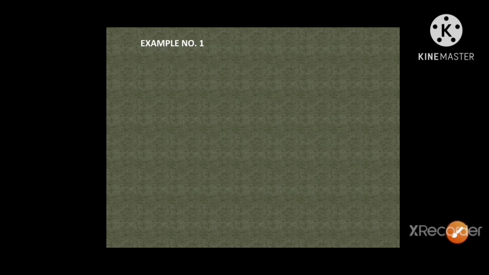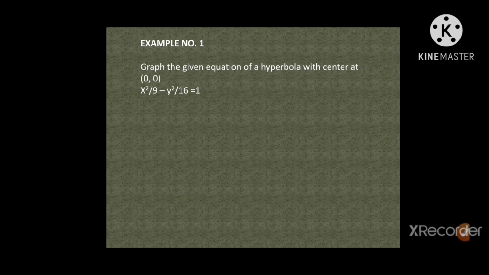So we have an example. Graph the given equation of a hyperbola with a center at (0, 0): x squared over 9 minus y squared over 16 equals 1. Step 1, we need to construct the framework. x squared equals 9, so the square root of 9 is 3, so rx becomes plus or minus 3. y squared equals 16, so the square root of 16 is 4, so ry becomes plus or minus 4.